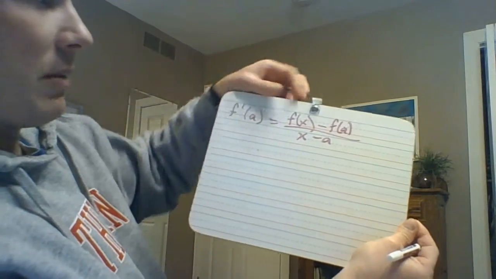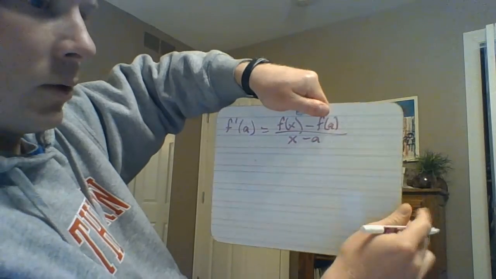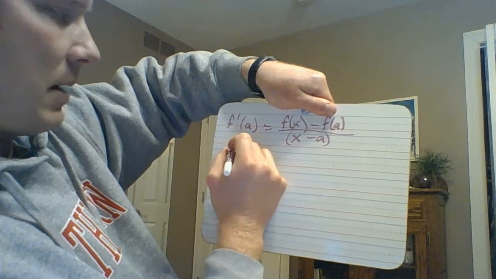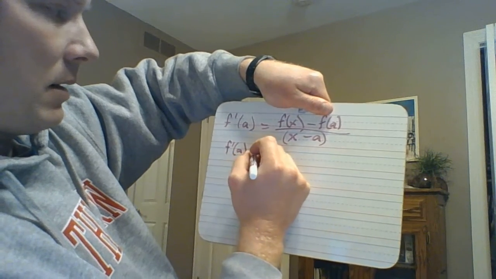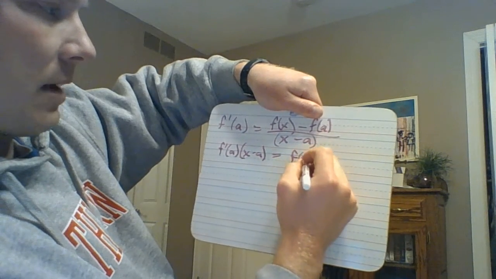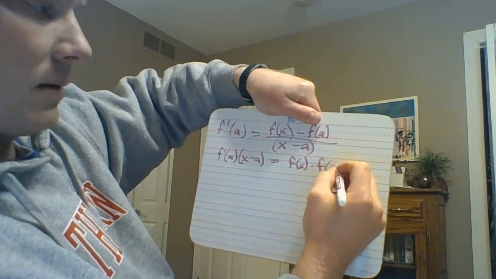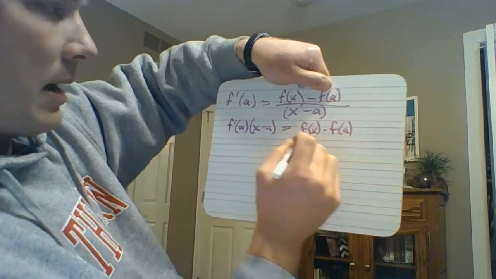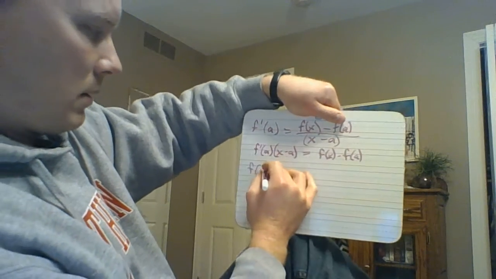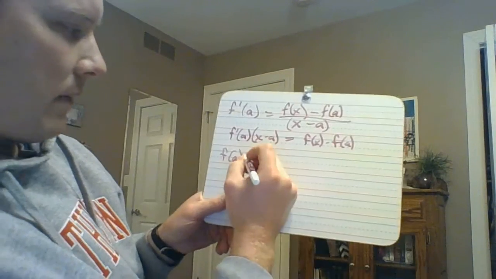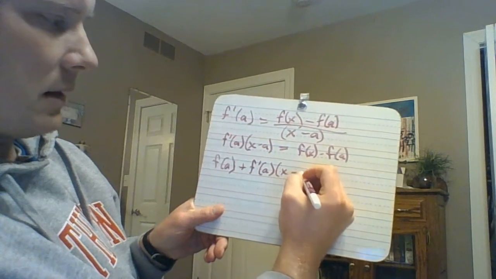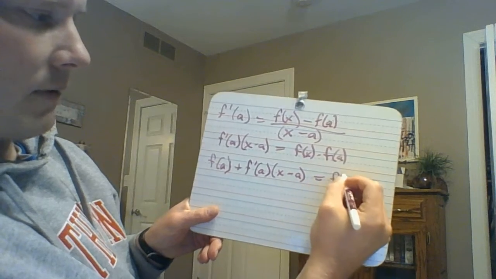So if we just do some algebraic manipulation here, we'll be able to get it into that form that we were seeing earlier. I'm going to multiply both sides by that. So I have f prime of a times x minus a equals f of x minus f of a. And then I'm going to just add f of a to both sides. So f of a plus f prime of a times x minus a equals f of x.